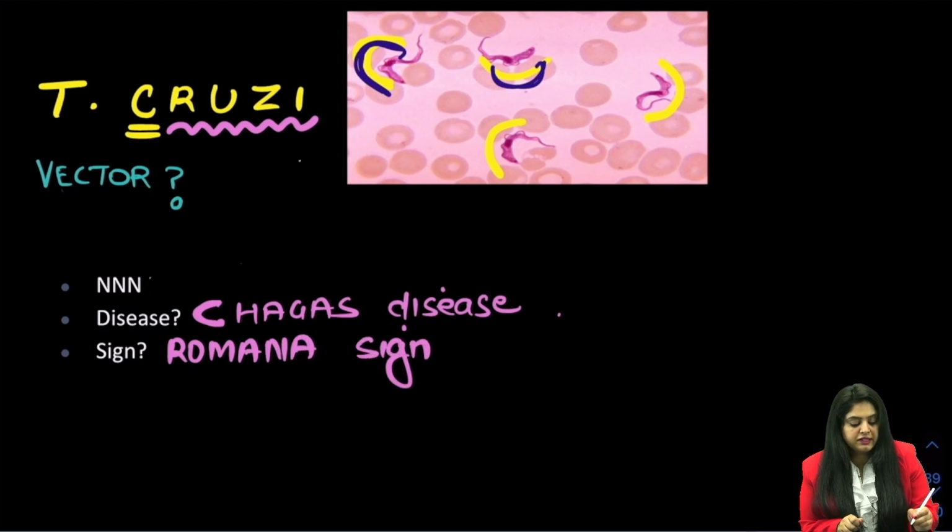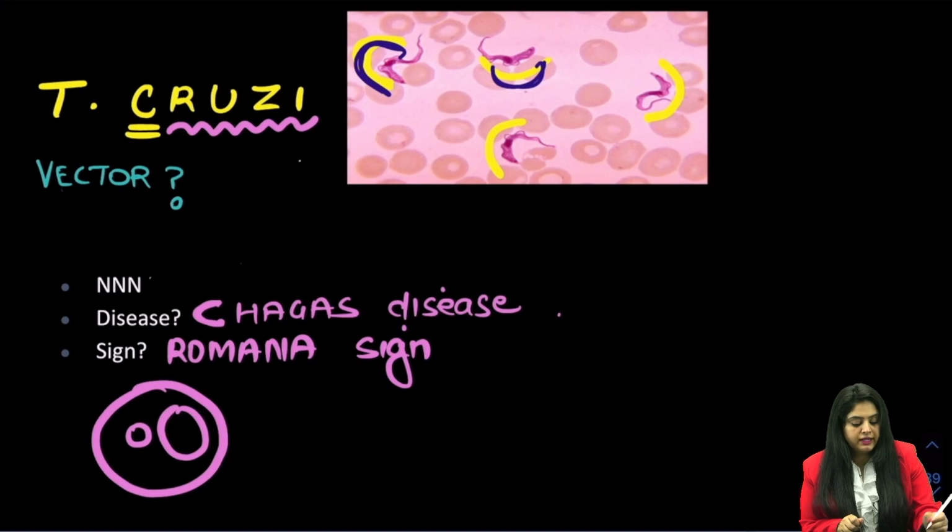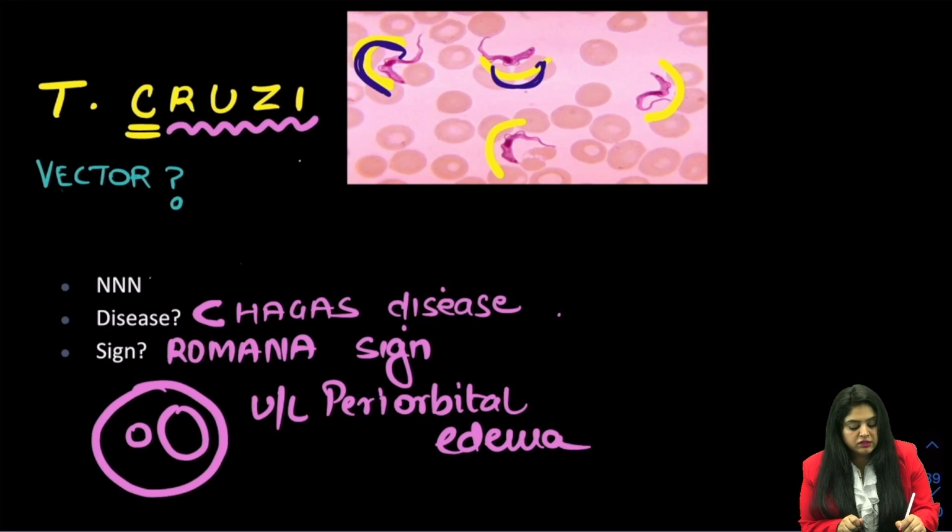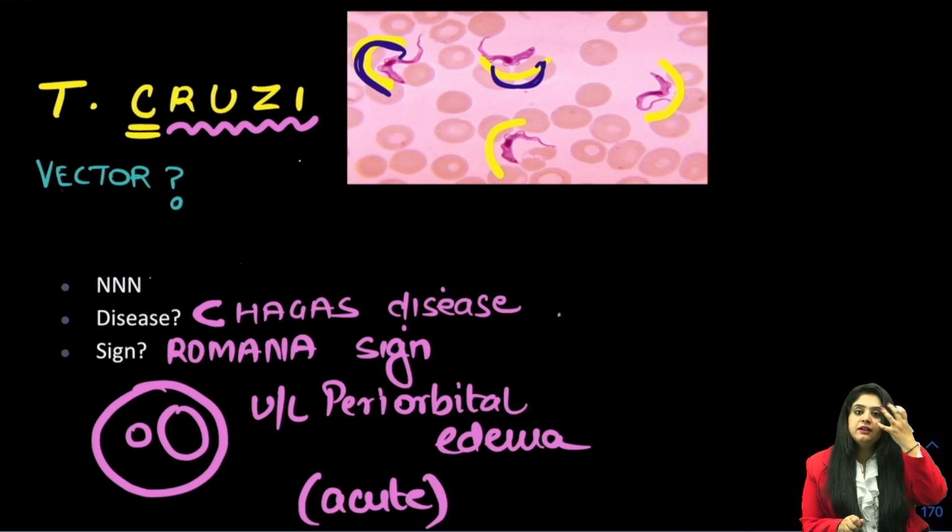What is Romana's sign? Romana's sign is going to look like this. One eye, unilateral, one eye of the patient is swollen. There is a unilateral periorbital edema that the patient will come to you with. They will always and always give you this. If it is an acute case, if it is a starting case, they will give you this unilateral edema. One eye will be swollen. So remember, the Romans are going on a cruise. The Trypanosoma cruzi, C for cruzi, C for C-shape organism, C for Chagas disease.